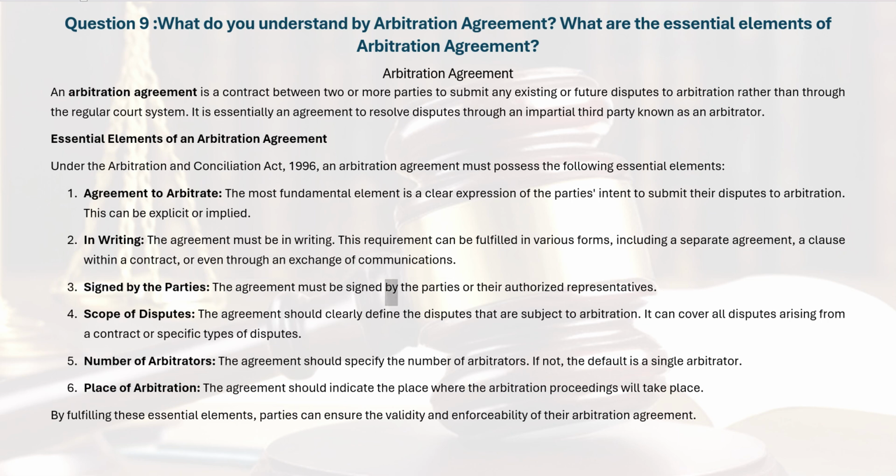Signed by the parties. The agreement must be signed by the parties or their authorized representatives. Scope of disputes. The agreement should clearly define the disputes that are subject to arbitration. It can cover all disputes arising from a contract or specific types of disputes. Number of arbitrators. The agreement should specify the number of arbitrators. If not, the default is a single arbitrator. Place of arbitration. The agreement should indicate the place where the arbitration proceedings will take place. By fulfilling these essential elements, parties can ensure the validity and enforceability of their arbitration agreement.